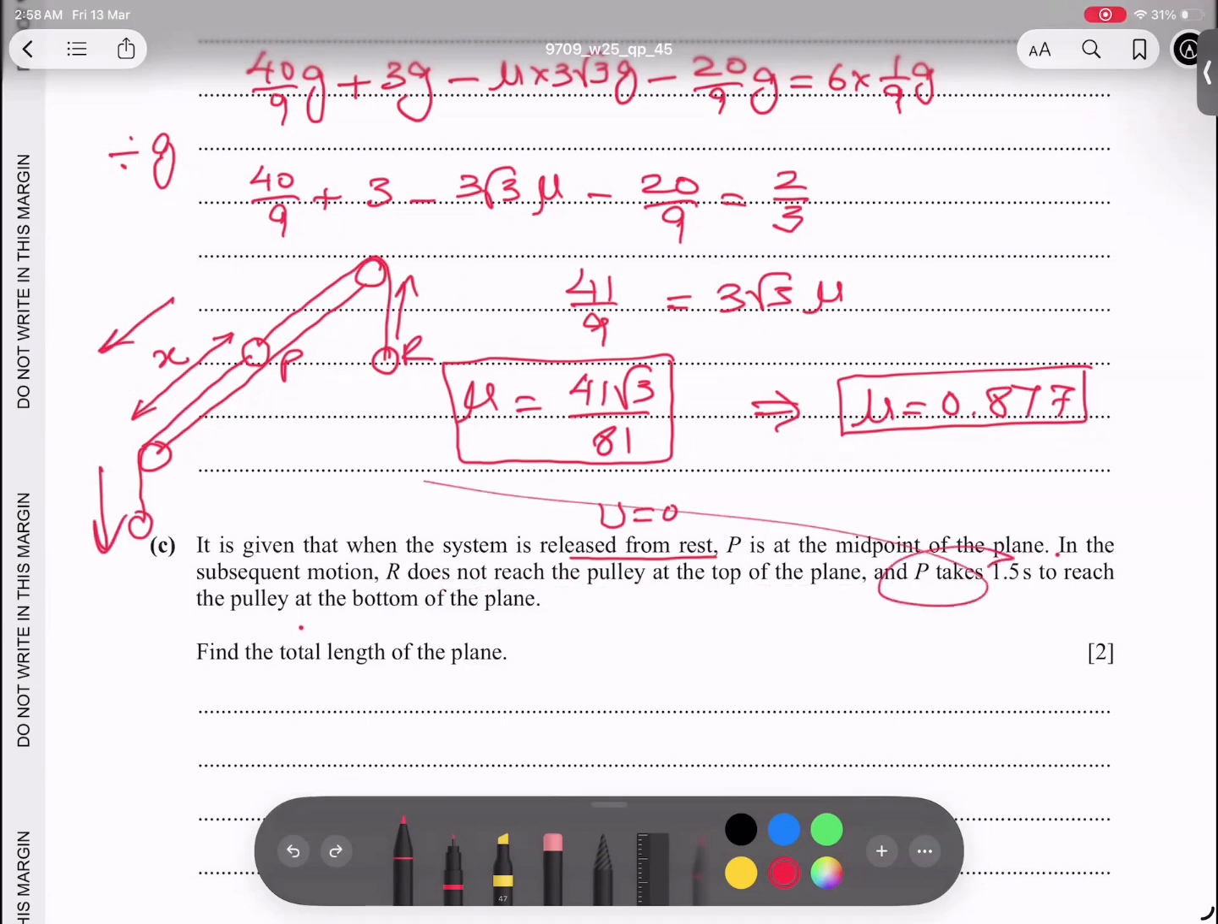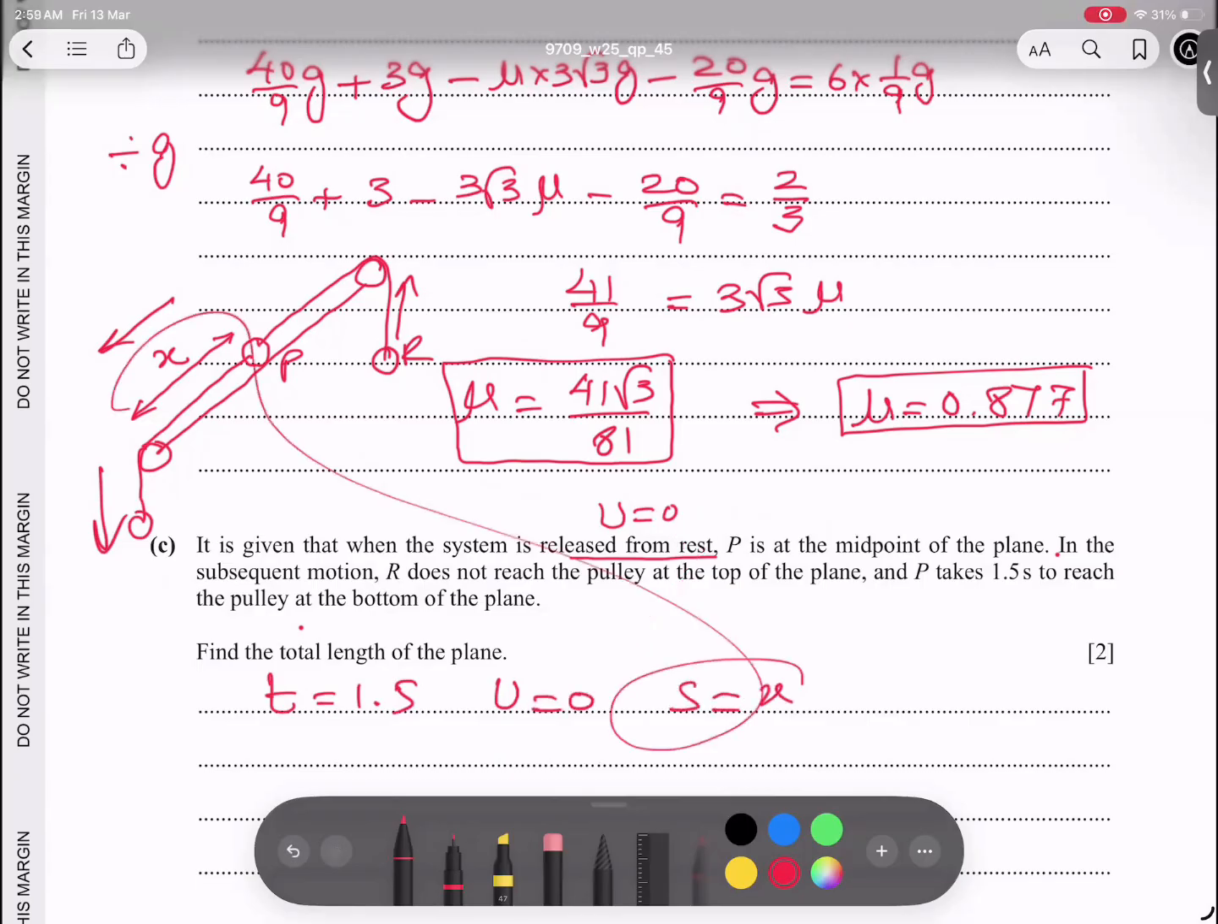So how much time will P take to reach the pulley? I am writing here, time to reach the pulley is 1.5. Starting from rest, I'm writing 0, and the distance I will count as x. You can see clearly. And he's saying to find the total length of the plane.